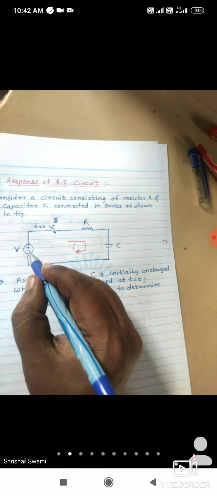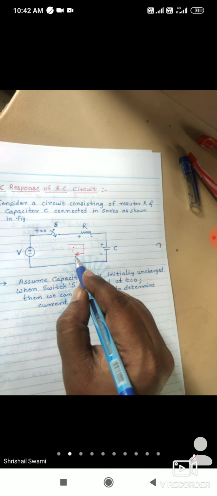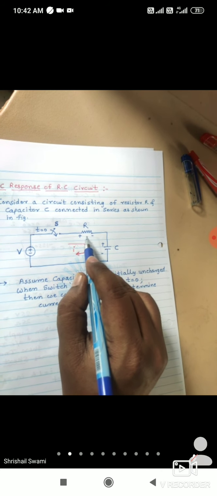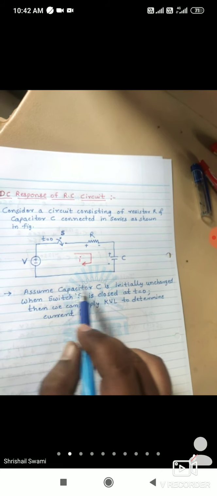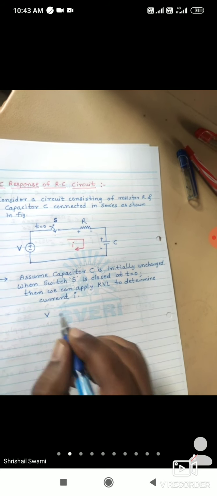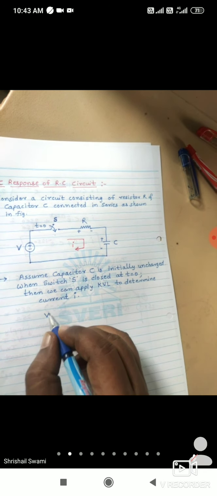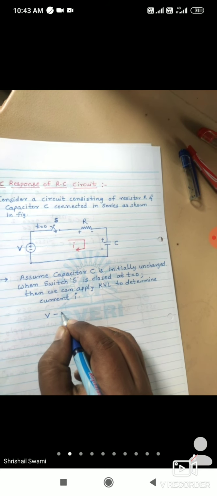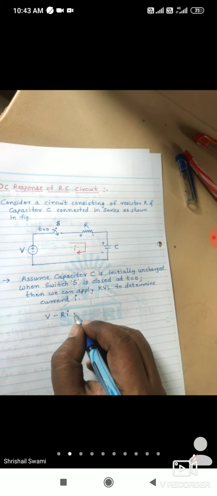For the voltage source, the plus-minus polarity is already given. Now I have marked the polarity of the voltage drop across the resistor and across the capacitor according to the direction of current. When applying KVL, start from the left-hand side and go in a clockwise direction. Minus to plus, that will be plus V. Next, plus to minus, that's why it is minus, voltage across resistor is R into I. Next again plus to minus, that's why minus.